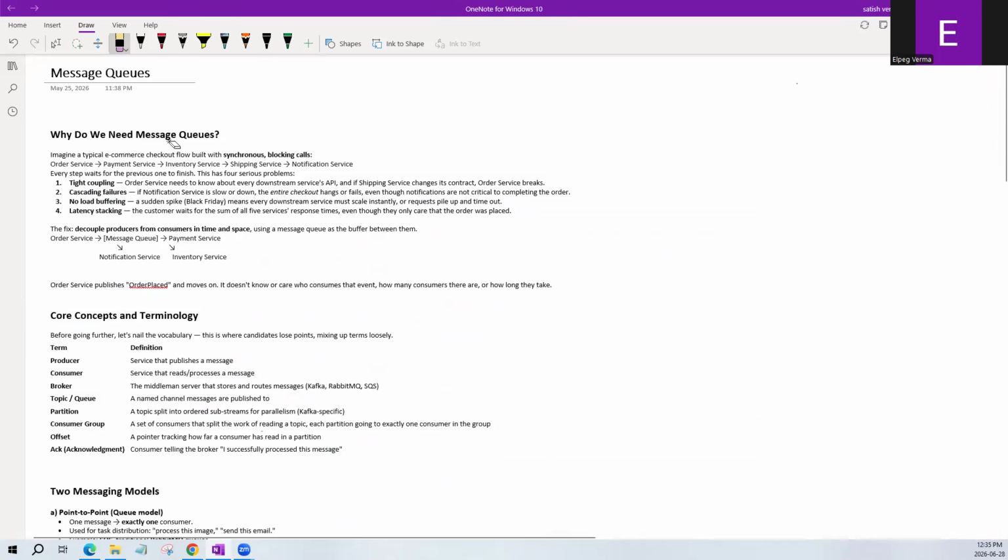So what is a message queue? You already know we have two types of communication: sync communication and async communication. When we create an async channel, we need some sort of interface, and that interface is called a message queue.